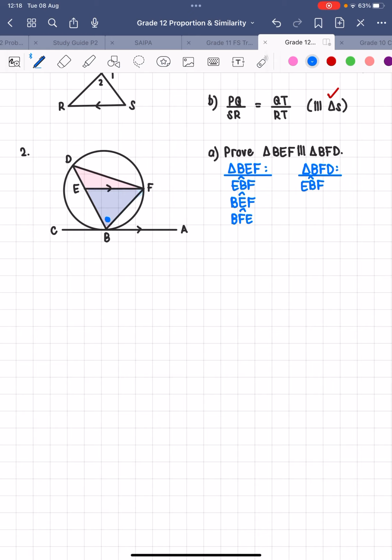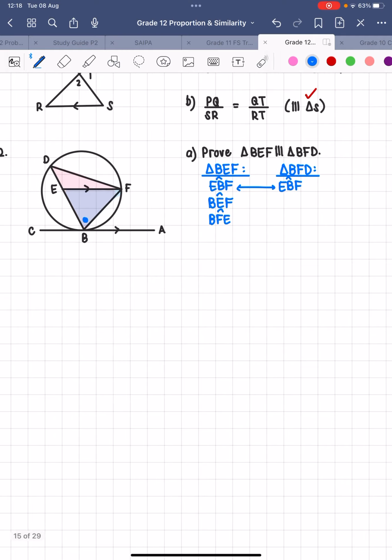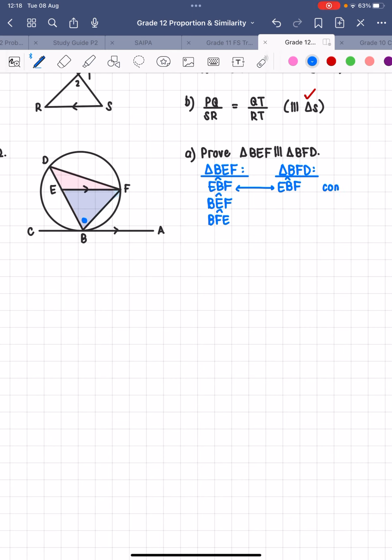So now guys, when I'm able to prove that those 2 angles are equal, or when I know what the reason is, I'm going to just kind of connect those 2 angles. And if you want to, you can just write next to it, common. What does that mean? The angle is common. It's an angle in both triangles. Okay, so when I write my actual similarity proof, I'm going to say angle EBF is common.